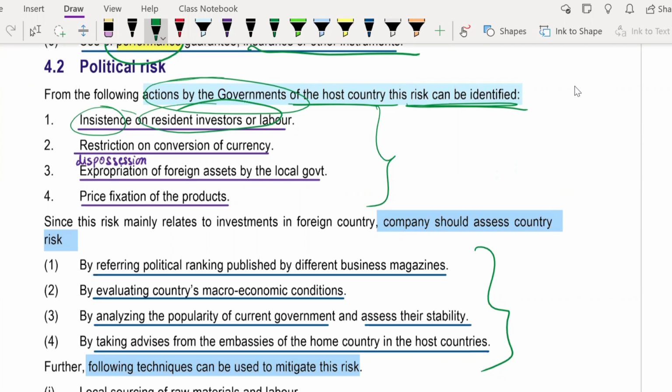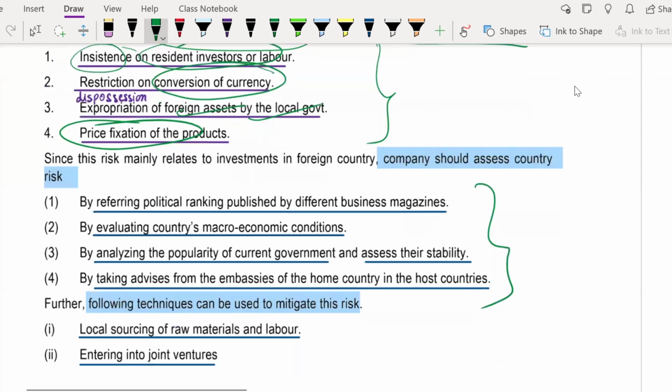Next is restriction on conversion of currency that we have discussed earlier. Then expropriation of foreign assets by local government. So the local government can take possession of the assets that you have. If there are any foreign assets that you have brought into India, the government can take possession of them, because they might have a restriction that you cannot bring in foreign assets. You have to use the assets made in India only. Then price fixation of products, which we also discussed earlier. So these are the different risks which are known as political risk.